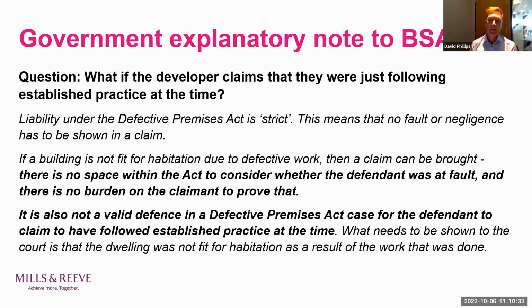So the upshot really is that the government's view on the Defective Premises Act is that liability is strict. The only test is whether the building is fit for habitation or not, and that there is no burden to prove that a defendant is at fault. And in fact, if you look at this answer, Andrea, there's not even really a suggestion that the defendant has to have had a role in the defect making the building unfit for habitation in order to be liable.